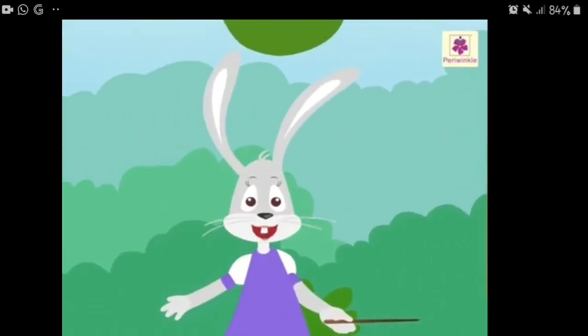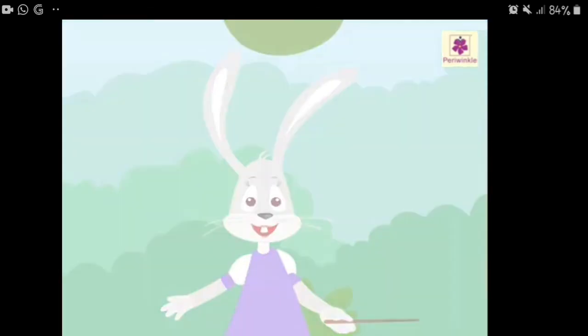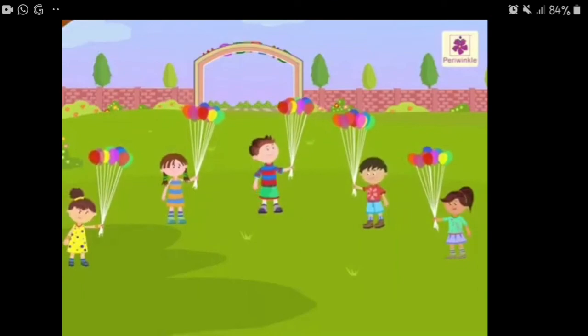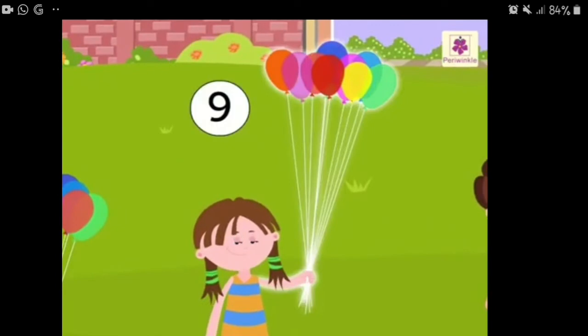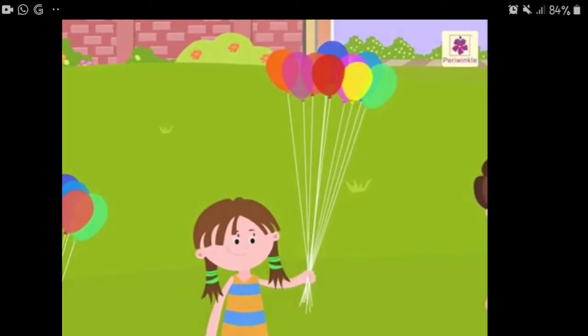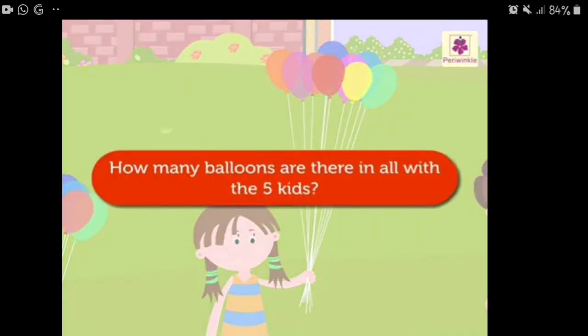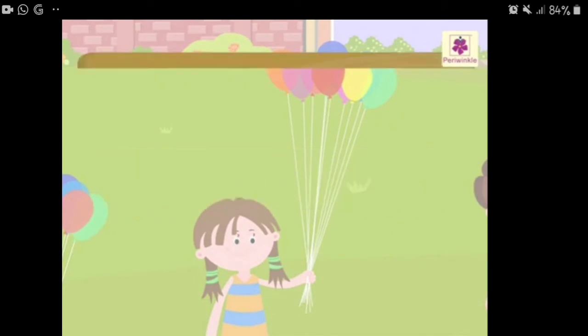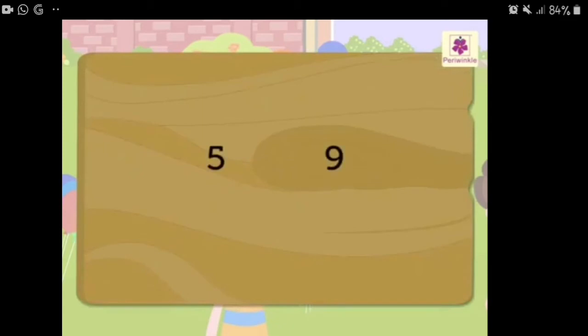Now, let us take another example. Look, there are 5 kids. Each kid has 9 balloons. How many balloons are there in all with the 5 kids? So, here we multiply the numbers 5 and 9 to get the answer. So, 5 into 9 is equal to 45.